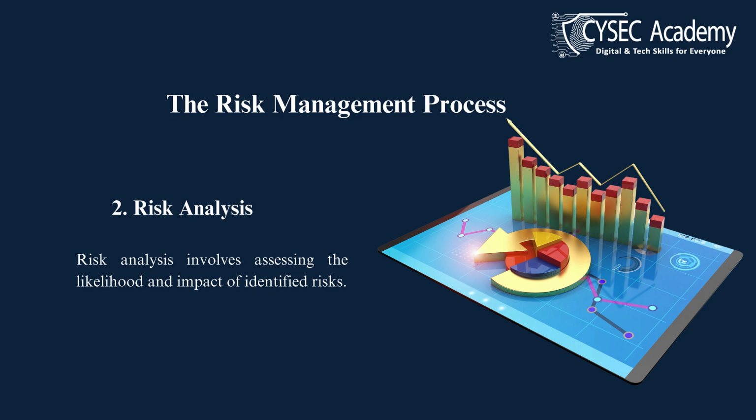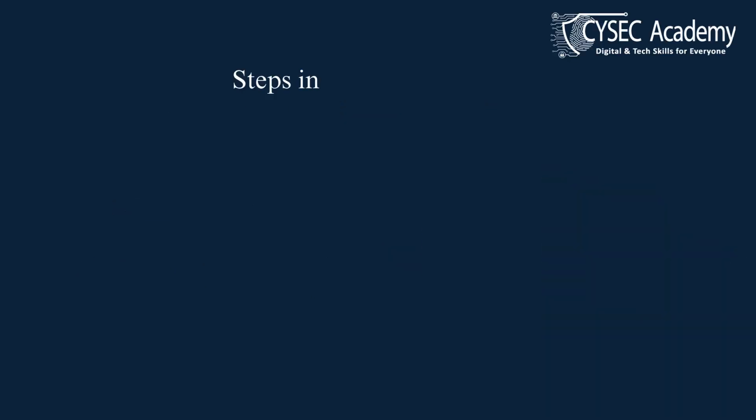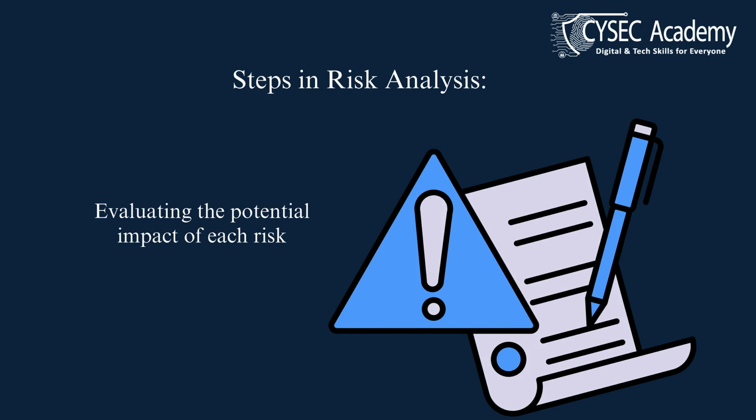For instance, in an event planning project, the probability of rain on an outdoor event day might be assessed using weather forecasts. 2. Evaluating the potential impact of each risk, consequences. Determine the potential consequences if the risk occurs. In a product launch, the impact of a manufacturing delay could be significant, leading to lost sales and customer dissatisfaction.